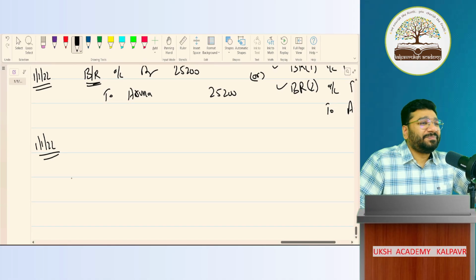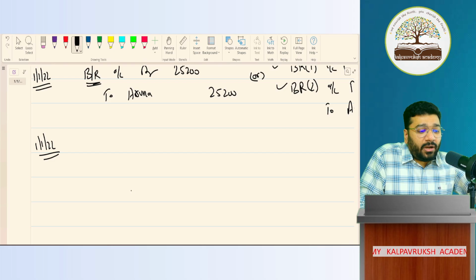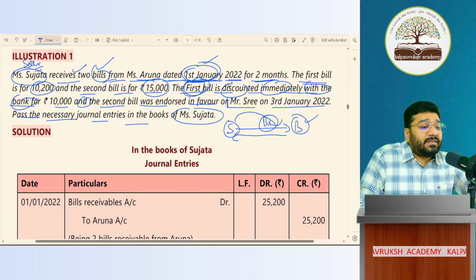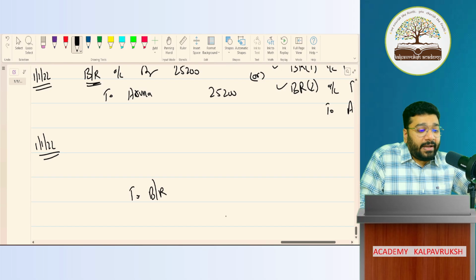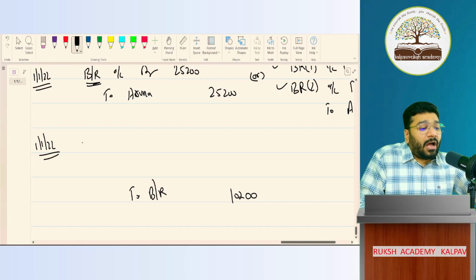Now tell me what to do. When I give the bill to the bank, from my hand, what is going out? The bill is going out. Bills receivable 2 is going out. Of the bills, the first bill is discounted. The first bill is worth how much? 10,200. Okay. In return, how much are you getting? The bill is discounted for 10,000. So from the banker, how much money are you receiving in your bank account? 10,000.